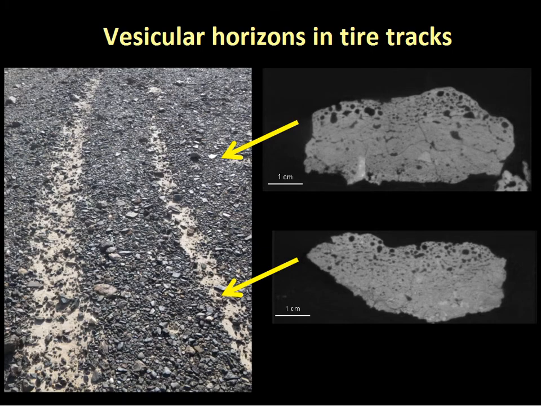This is an example of one of the tire tracks that I examined. Here I collected a sample from within the tire track and then from beneath the nearby desert pavement. These are slices from CT scans showing the difference between the vesicular horizons. You do see pretty good vesicular pores in both the tire tracks and the undisturbed samples, but maybe a little smaller in the tire tracks.